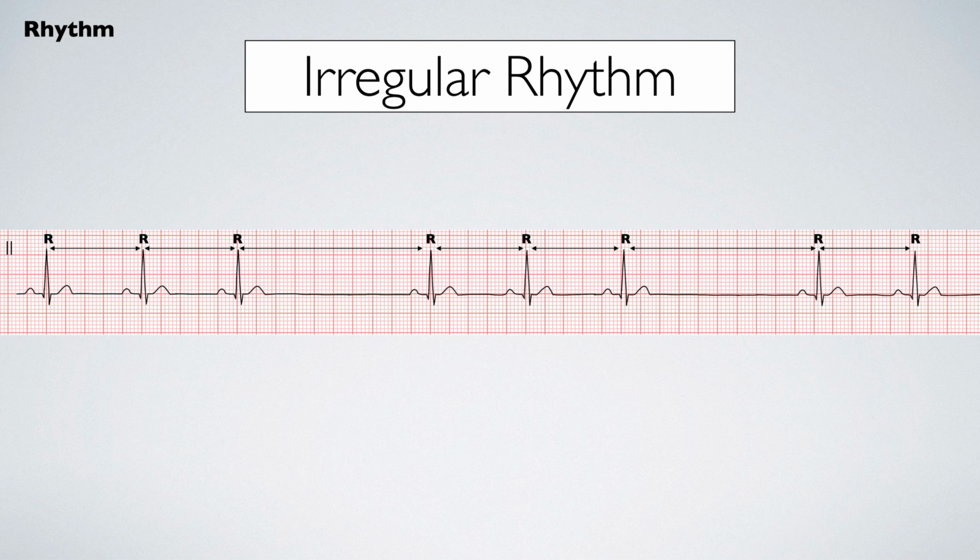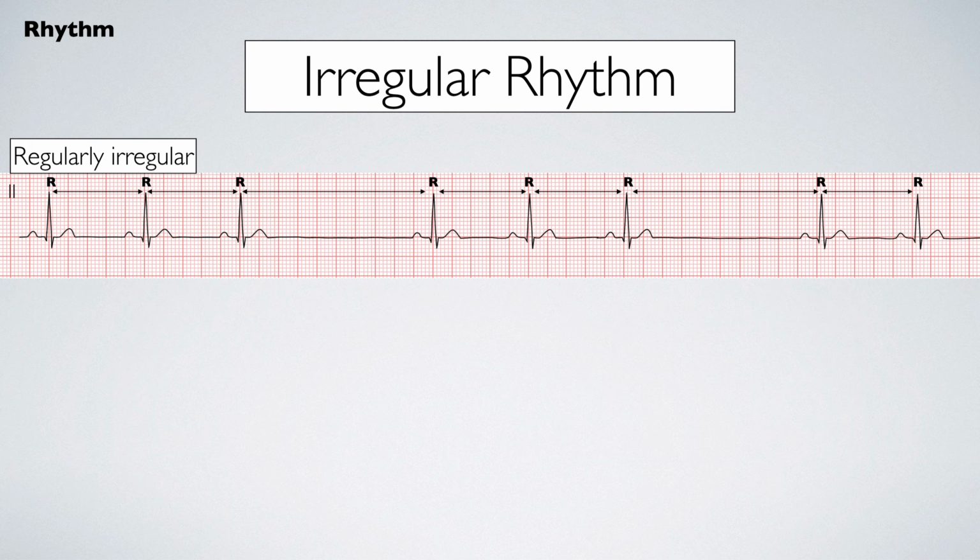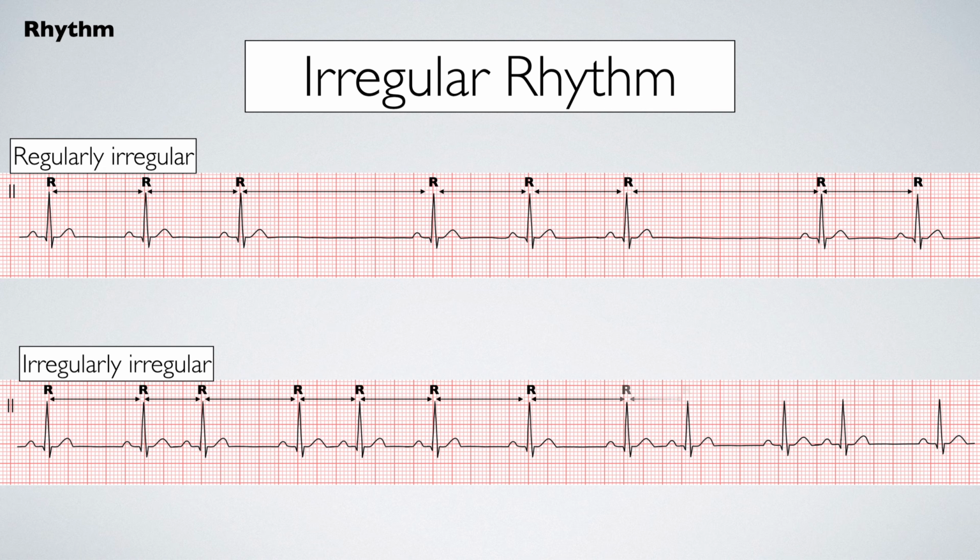Irregular rhythms can have a regular pattern. For example, where 3 QRS complexes occur in series, followed by a pause. Notice that this pattern is repeated, making the rhythm regularly irregular. Alternatively, the R waves can be completely irregular, or sometimes called irregularly irregular.